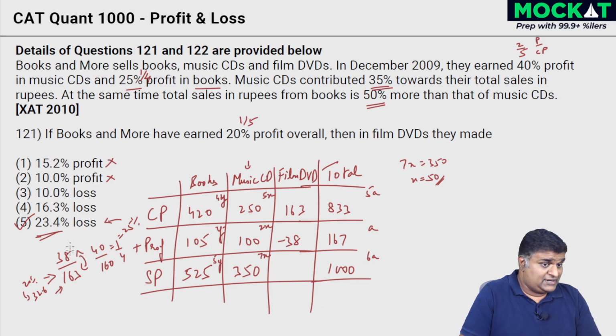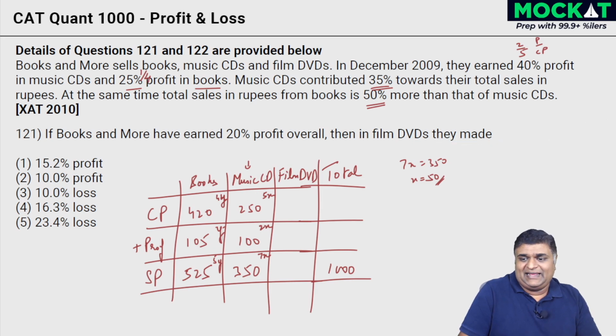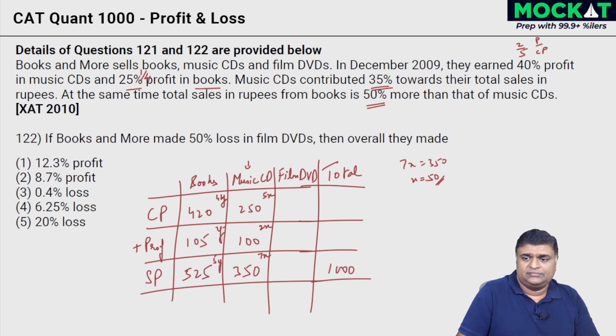Now the reason I'm saying this is because there are exams where you don't have a calculator. And even if you have the calculator and the options are far apart, look to do it quickly. Don't waste time with the calculator. Let's move to the next question, keeping the base information intact over here. The next question was, if Books and More made a 50% loss in film DVDs, then overall they made what?